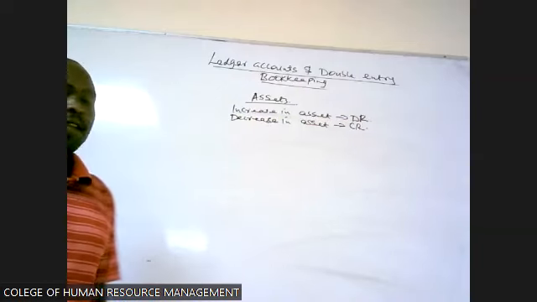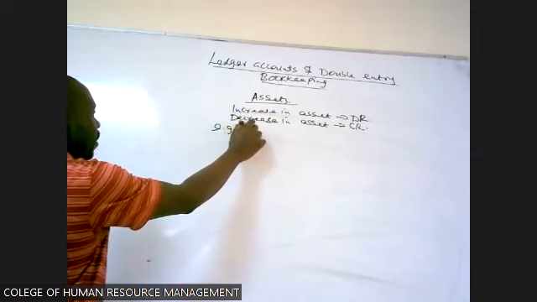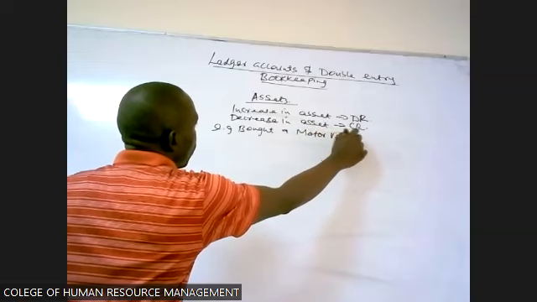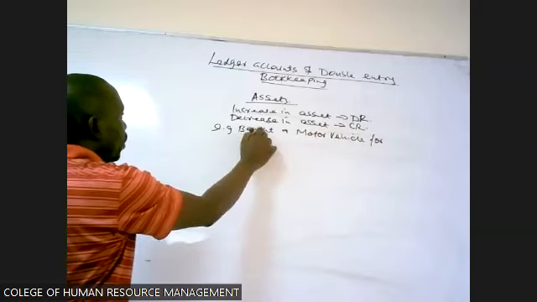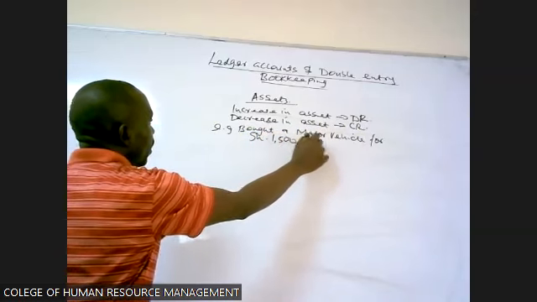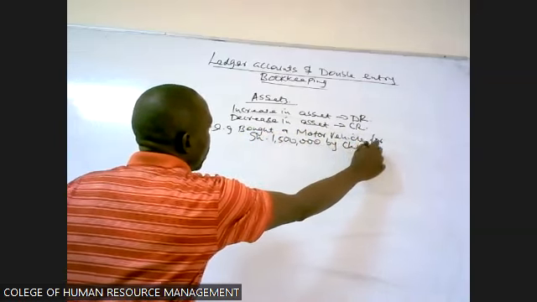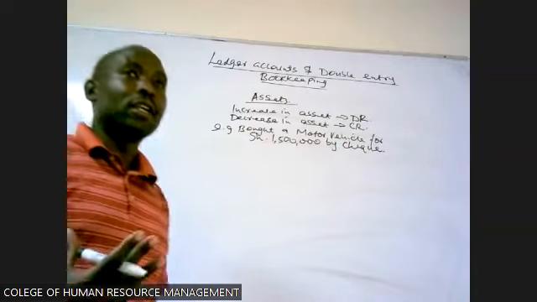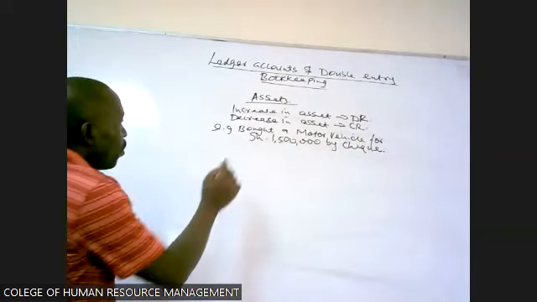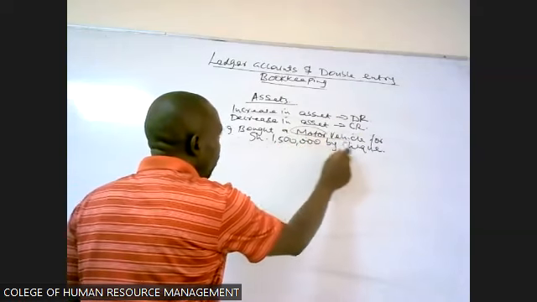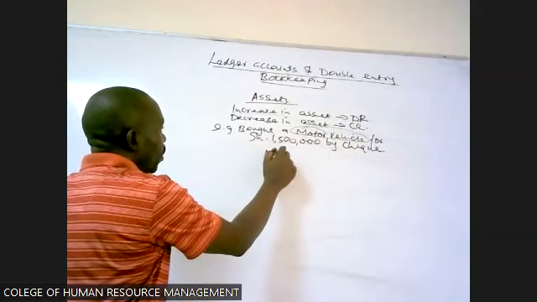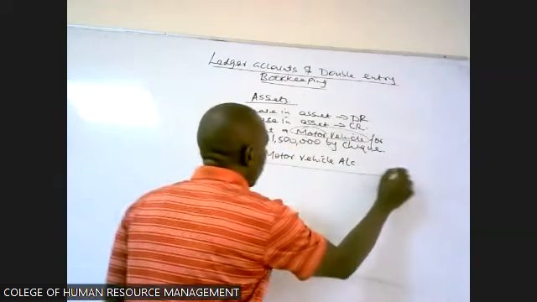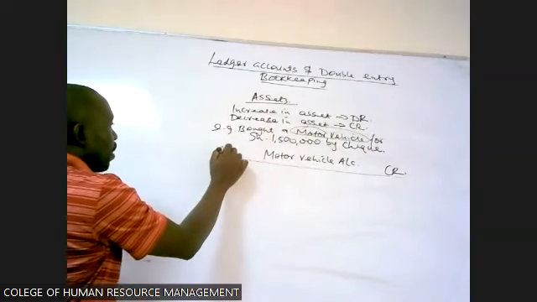What do I mean? We have an example here: bought a motor vehicle for shillings 1,500,000 by check. That is a transaction, because it has monetary value. So you will come here and say bought a motor vehicle. The business has received a motor vehicle. Open the motor vehicle account, so that on my right, it is credit, and on my left, it is debit.